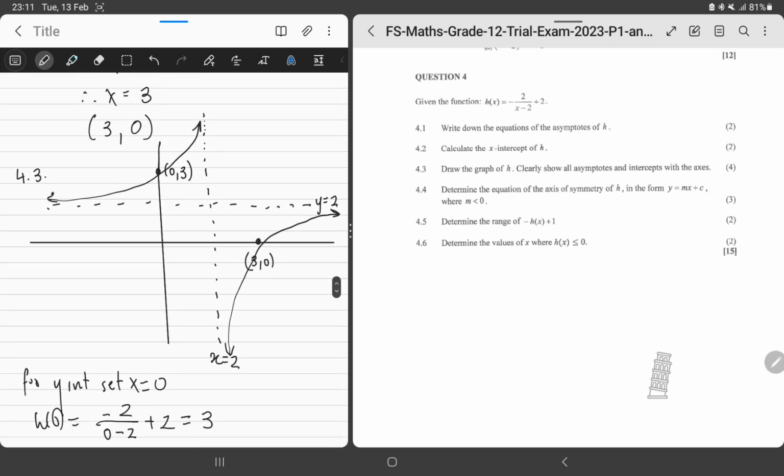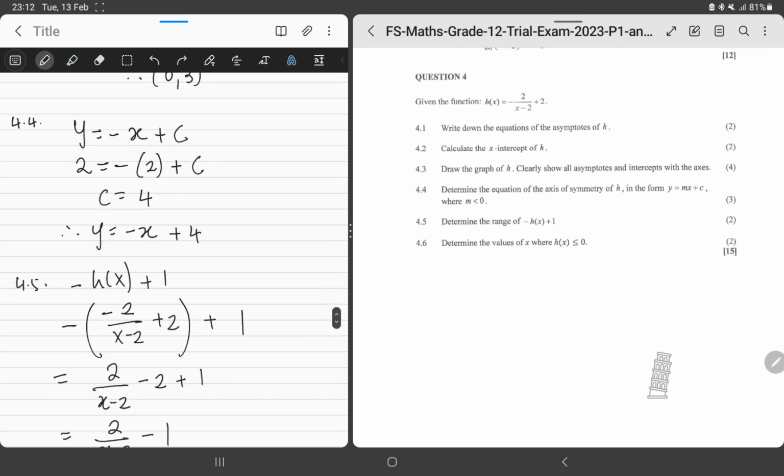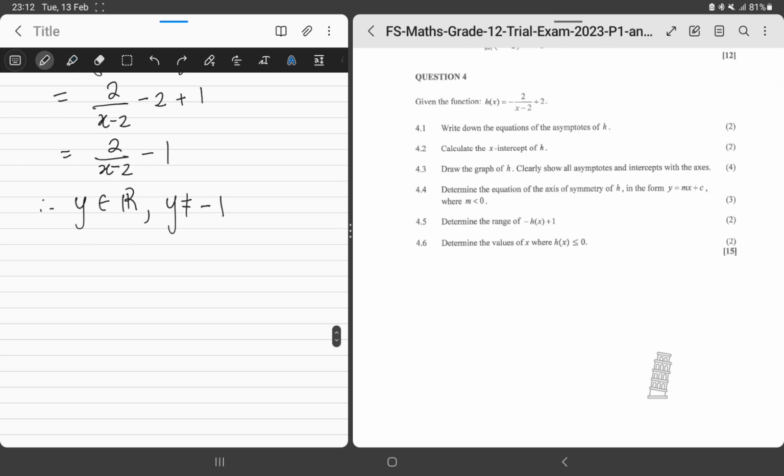For example, let me show you where this is coming from. So the equation of the y asymptote here is y is equal to 2. So you can see that you can find the graph everywhere, except when y is equal to 2. Because we said that the graph moves very close to the asymptote, but it doesn't touch it. So that's why the range is y is an element of real numbers, but y is not equal to negative 1.